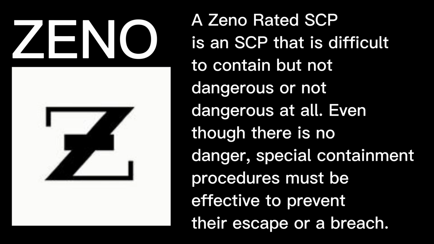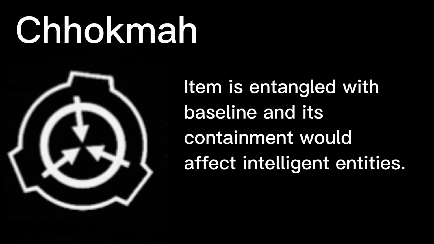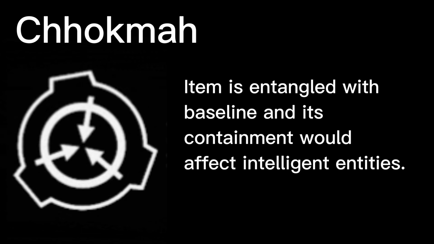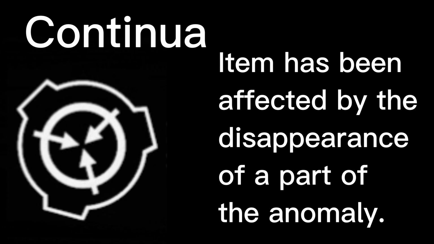Xeno. A Xeno-rated SCP is an SCP that is difficult to contain, but not dangerous or not dangerous at all. Even though there is no danger, special containment procedures must be effective to prevent their escape or a breach. Chokma. Item is entangled with baseline and its containment would affect intelligent entities. Continua. Item has been affected by the disappearance of a part of the anomaly.